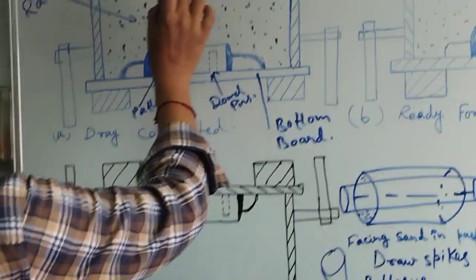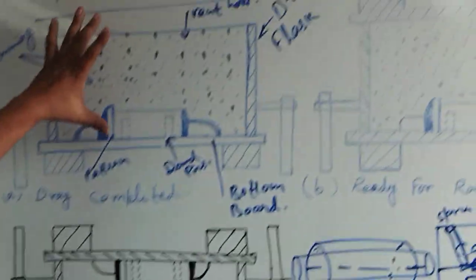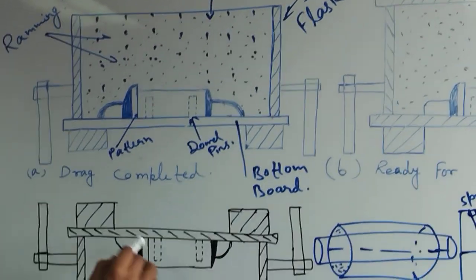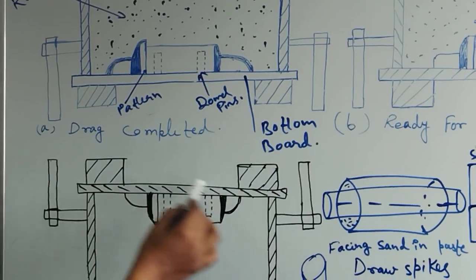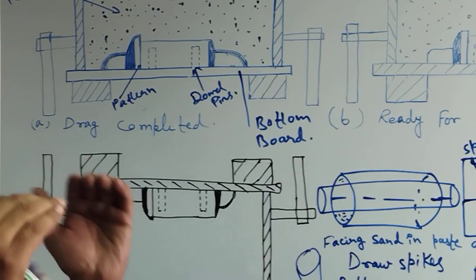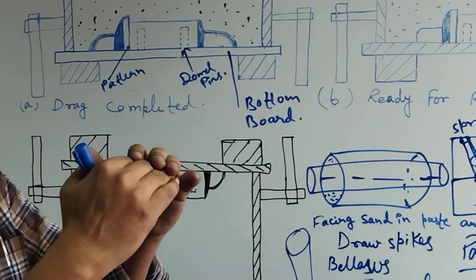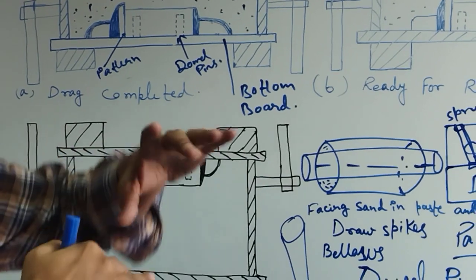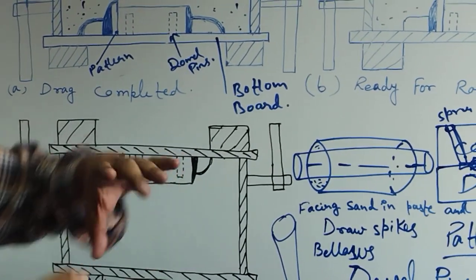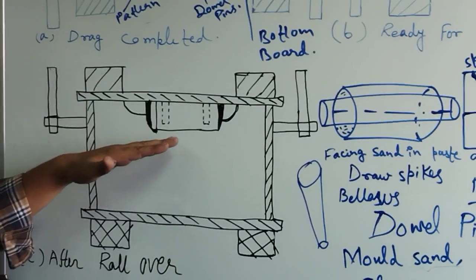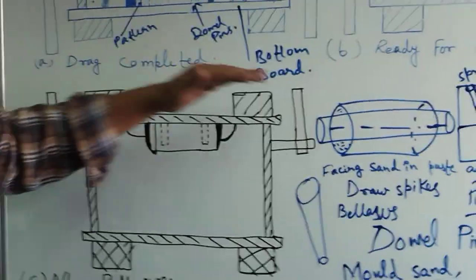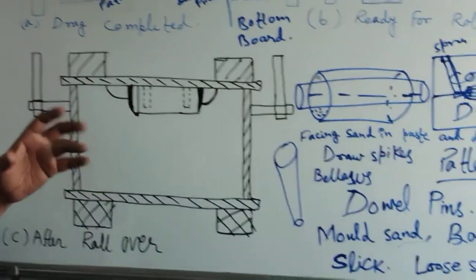The top portion is placed down on the mold cavity of the drag. Sometimes half of the circle is here and half circle is here. The drag portion is a half circle and the cope portion is a half circle for making the pipe.